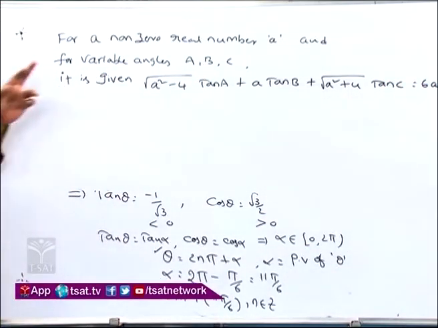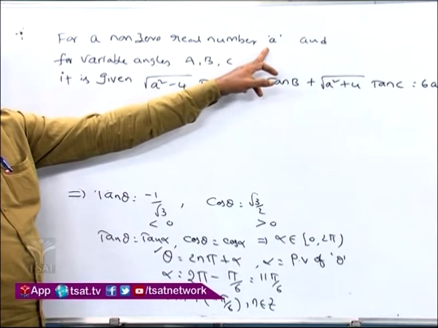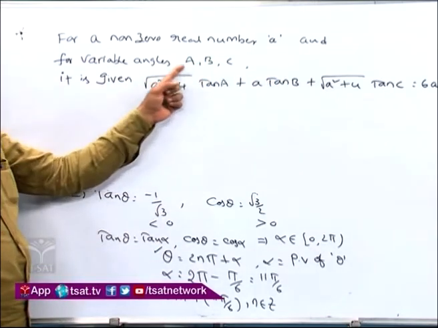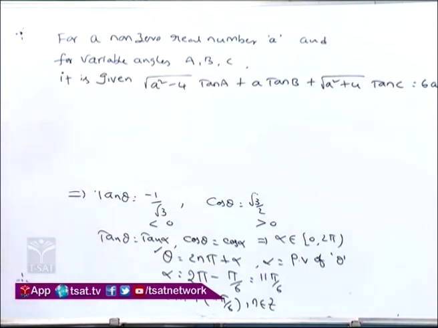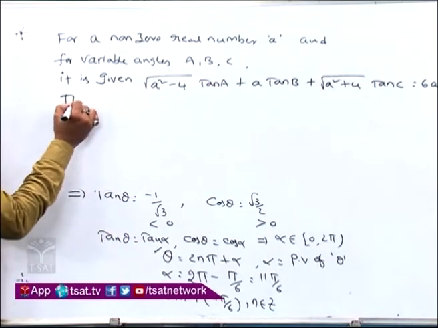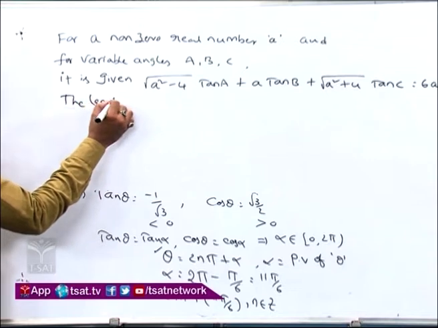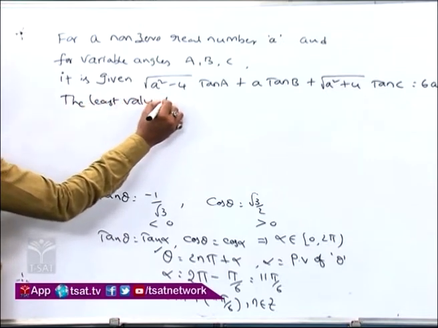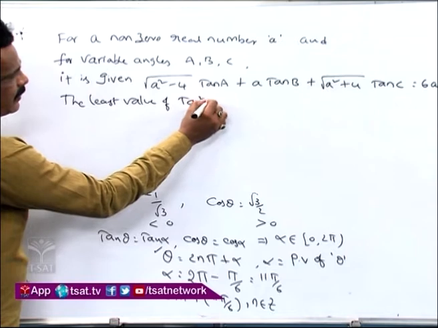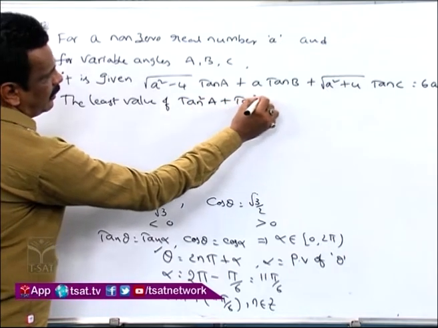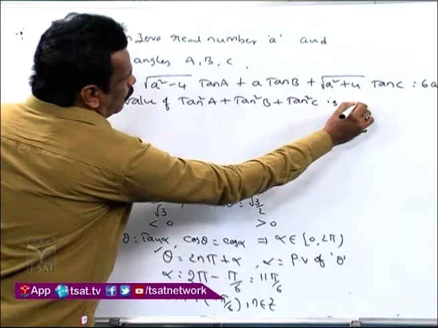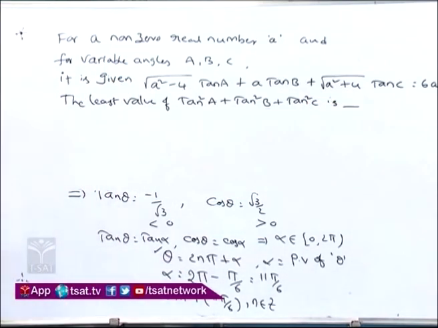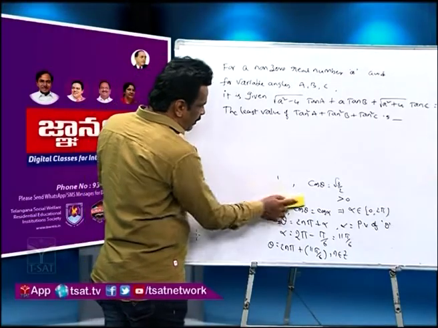So here it is given a is a fixed real number, that is a non-zero real number, and A, B, C are variable angles, meaning we can say tan A, tan B, tan C are variables, and he is asking here the least value of tan square A plus tan square B plus tan square C. So let us discuss that least value. In particular we are discussing vectors here, so in what manner can we expect?